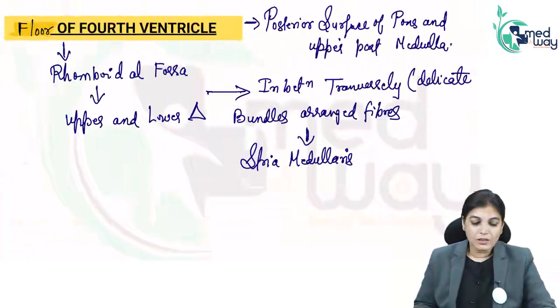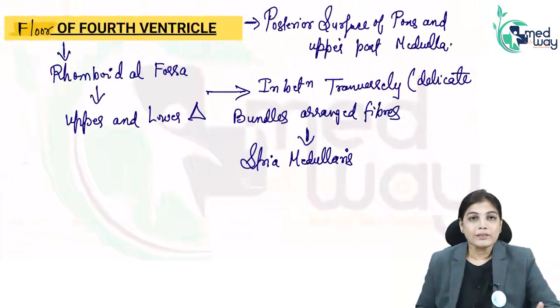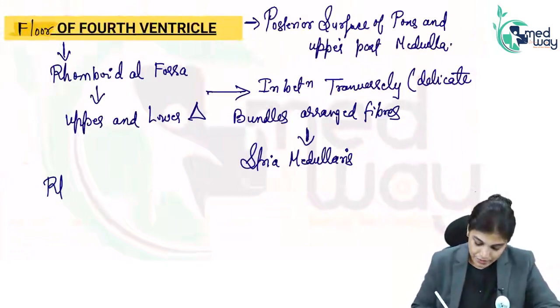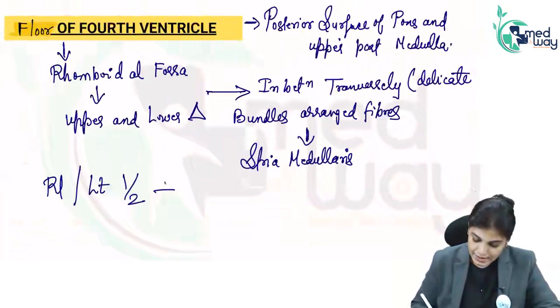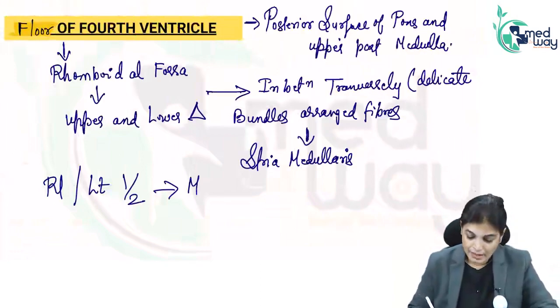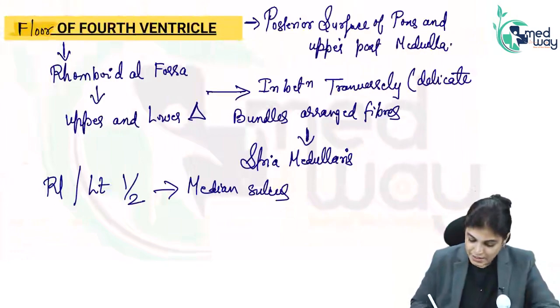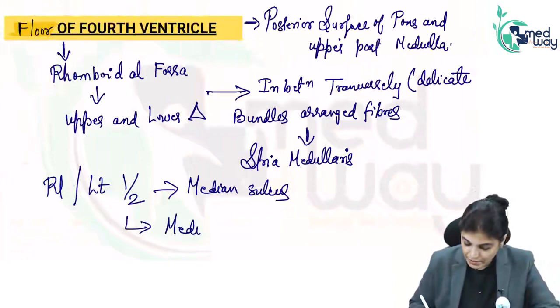Now, we have to know the features. As I already told you, it is divided into equal halves by median sulcus. So there is right and the left half. So there is division of right and left half, and this is done by median sulcus. And on either side of median sulcus, there is median eminences. What lies there? Median eminences.